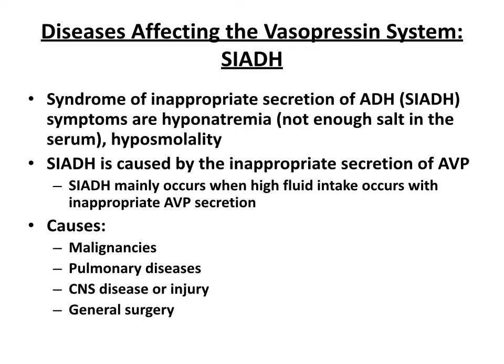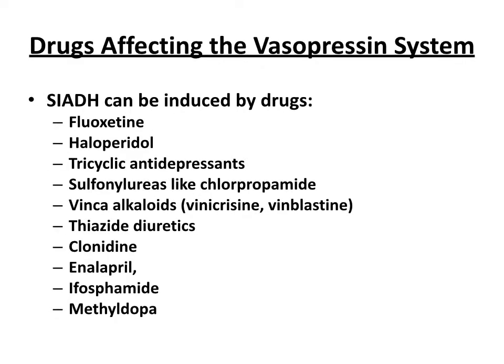And it mainly occurs when there's high fluid intake, along with somebody taking some kind of drug that might influence vasopressin secretion. Some of the causes include malignancies, pulmonary disease, etc. So people can have their vasopressin secretion system and responsiveness not functioning properly. That's SIADH. And some of the drugs that can induce SIADH are listed here. I'm not going to go through the whole list, but there are many that can influence vasopressin release.